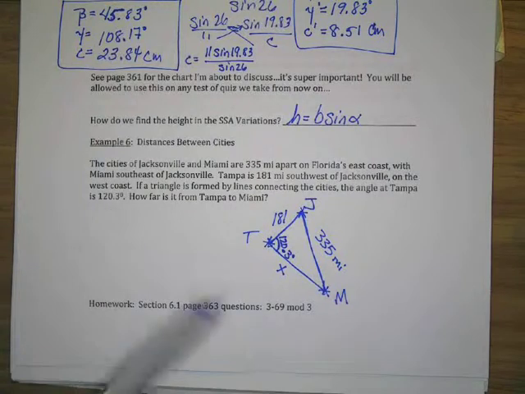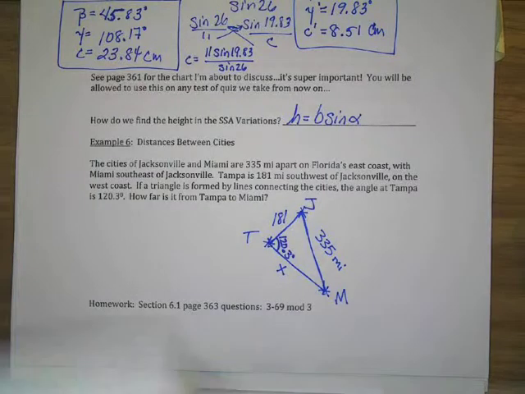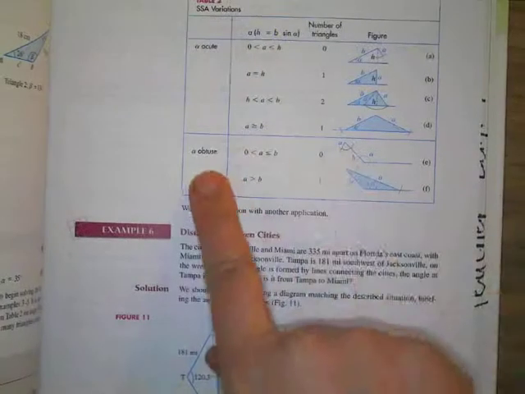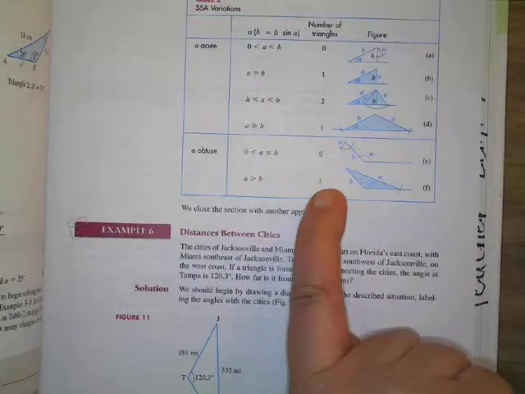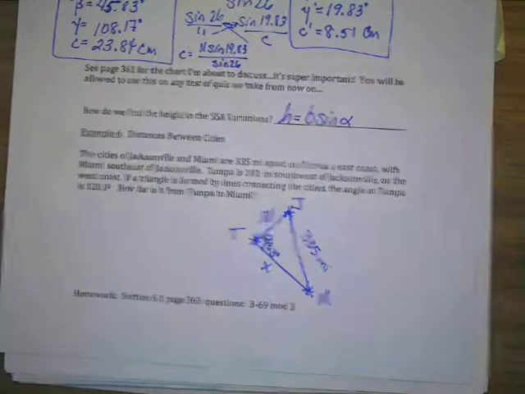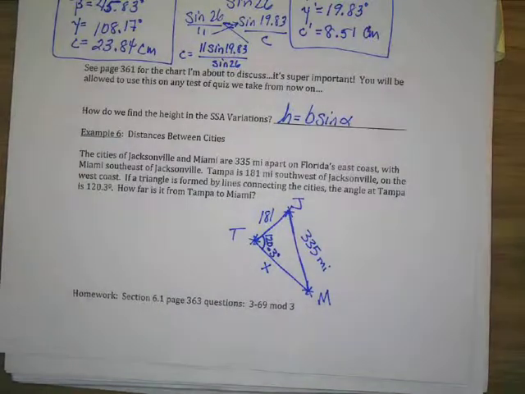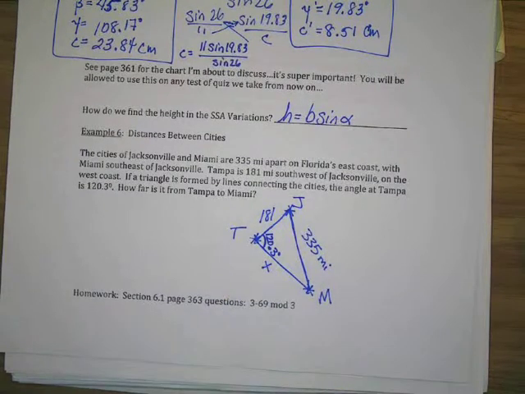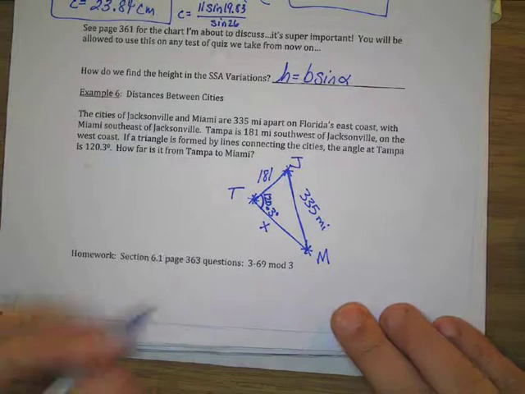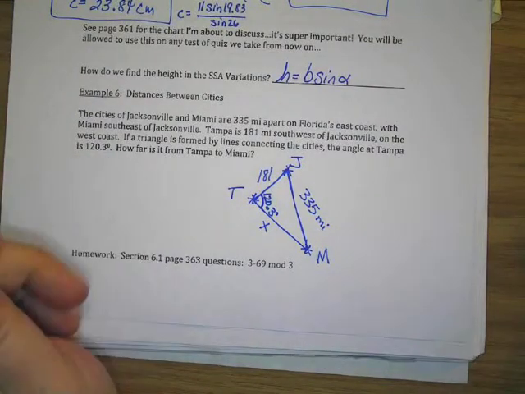Now, one thing with that chart on page 361, in our case, our alpha is now obtuse. So if you look under alpha obtuse, you either have one triangle or you only have one triangle. So we're just going to go with it. We're going to see what happens. Okay? And we want to figure out the distance from Tampa to Miami. So, what is the first thing and the only thing we can find right now? We don't need to because alpha's obtuse. And so we're just going to move on. Is that all right? Okay.